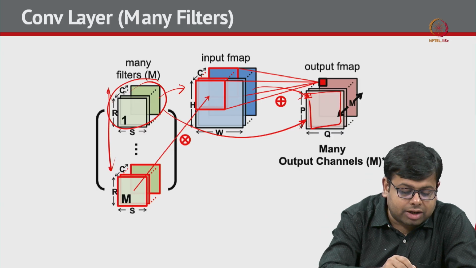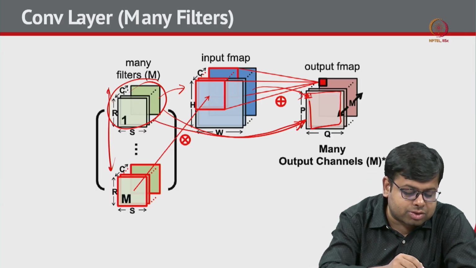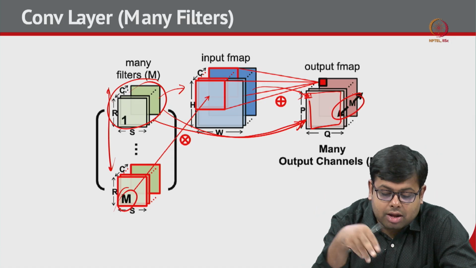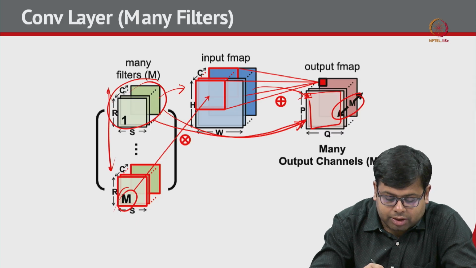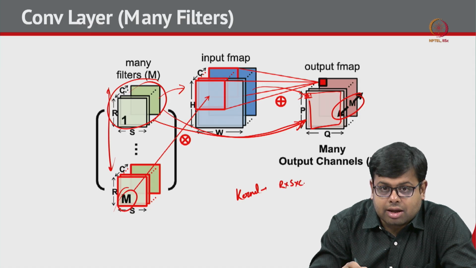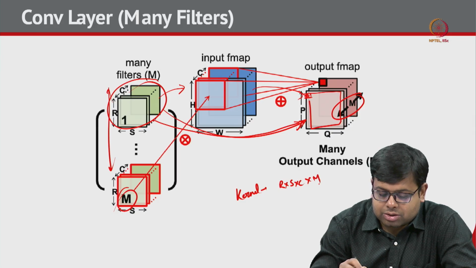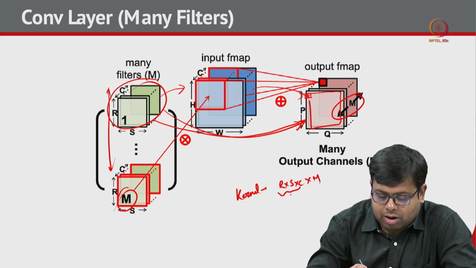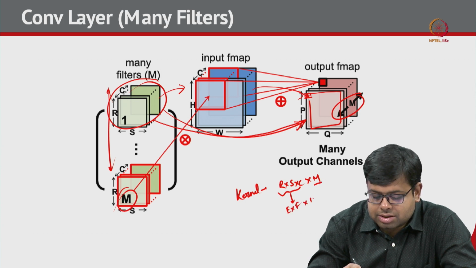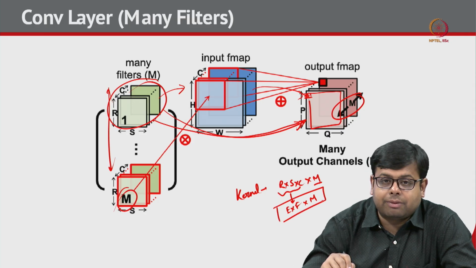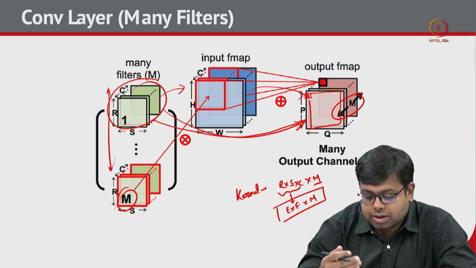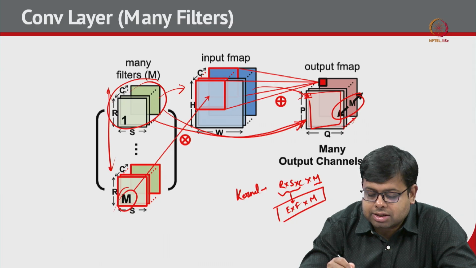Now from one filter we will get one plane of the output feature map. Since we have m number of filters, we get m planes of the output feature map. So that means the kernel was of size r by s by c, and then we have m number of kernels. From each of the kernels we get one output feature map of size e by f. Since we have m number of kernels, the effective size of the output feature map will be e by f by m. So again that means we have many channels in the output feature map.